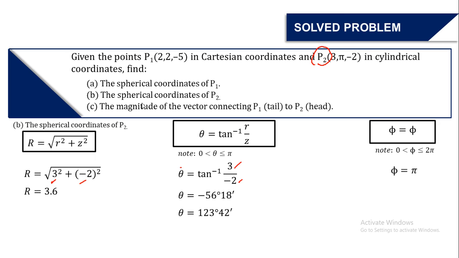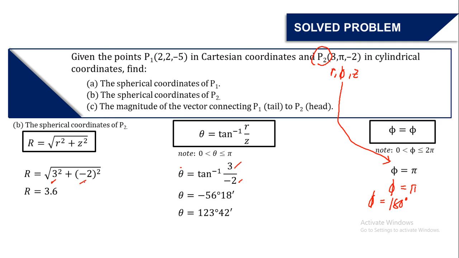Sa phi naman, dahil ang phi naman natin ay equal din sa phi ng cylindrical. So, copy-paste lang yan. Yung ating phi sa cylindrical ay equal din yan sa phi. Therefore, yung ating phi is equal to pi, o yung ating phi is equal to 180 degrees.